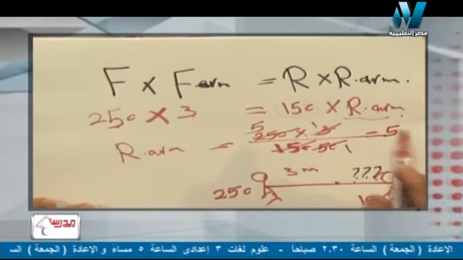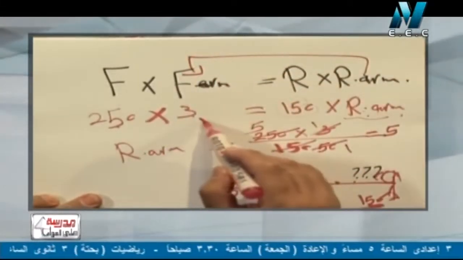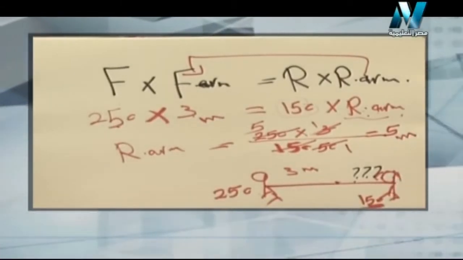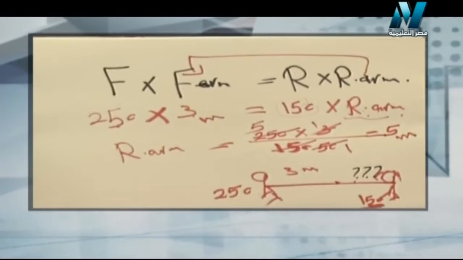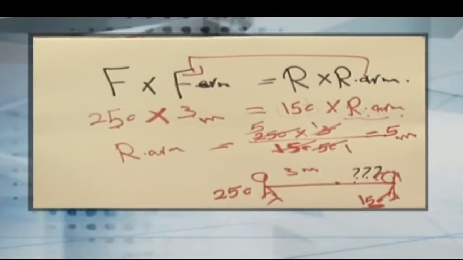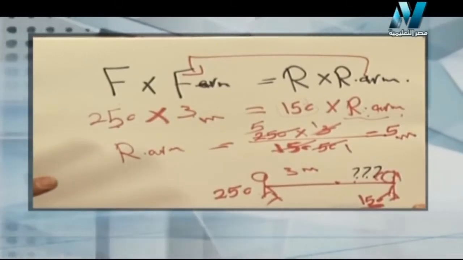5 what? The resistance arm must have the same unit as the effort force arm. So here is 3 meters and here is 5 meters. The same unit we use for the effort force arm is used for the resistance arm. So in answering a problem of lever's law, you must write at first the lever's law, which says that effort force by effort force arm equals the resistance by the resistance arm.